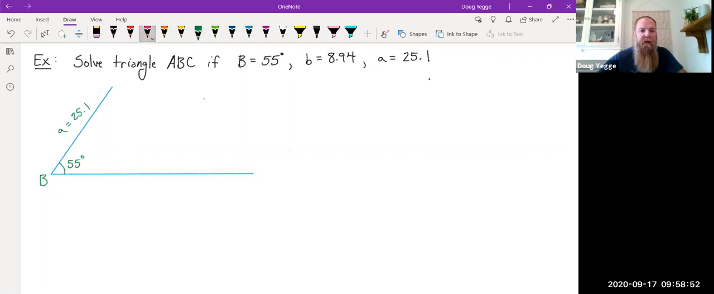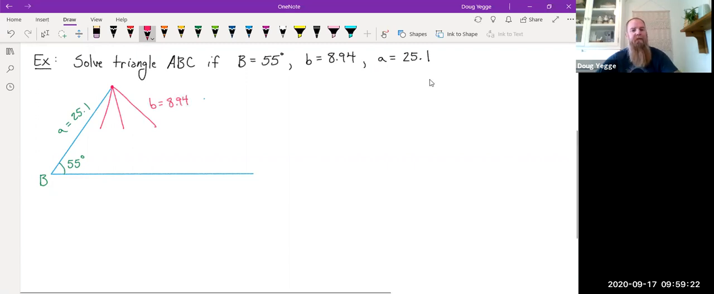Now, side B is 8.94, so think about that. That's about a third of the distance here. 8.94, somewhere around there, right? 9 times 3 would be 27. So about that would be the length that we're looking for. So notice that we should be able to recognize just by drawing this that no matter where I draw that length of about 8.94 for side B, that's never going to make it to the base of this triangle. So we can already see just by drawing it that there's no solution. There's no such triangle.